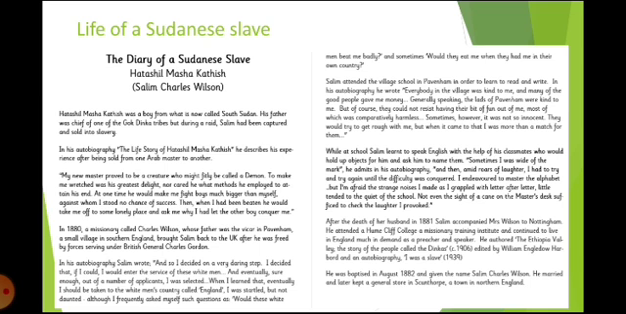Now, Hatashil Masha Katish was a boy from what is now called South Sudan. His father was chief of one of the Gok Dinka tribes, but during a raid, Salim had been captured and sold into slavery. In his autobiography, The Life Story of Hatashil Masha Katish, he describes his experience after being sold from one Arab master to another.